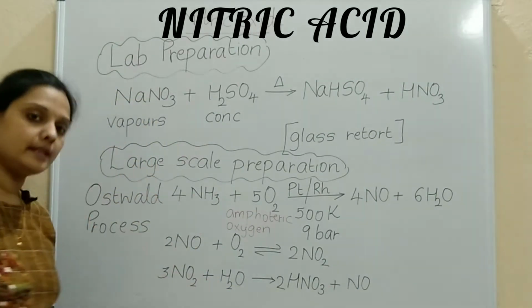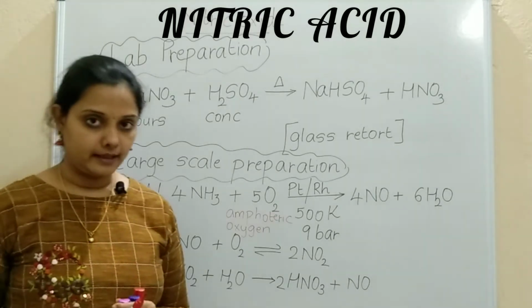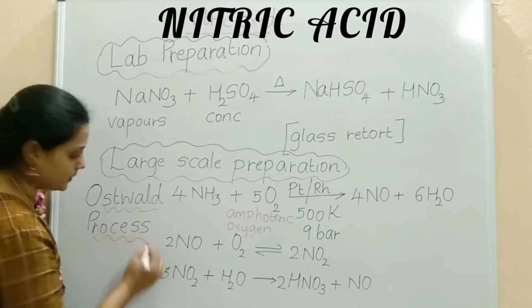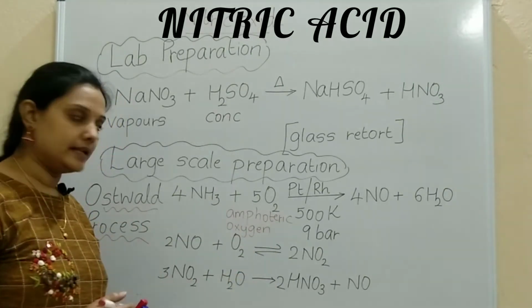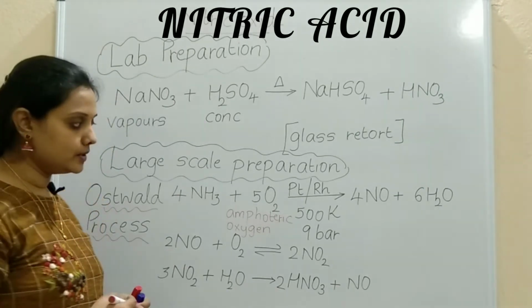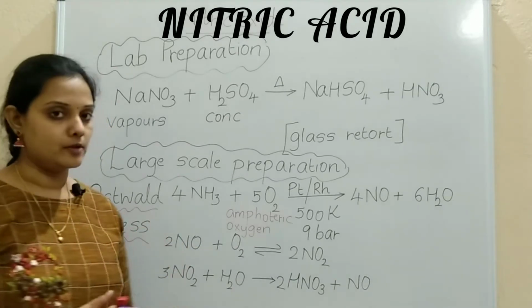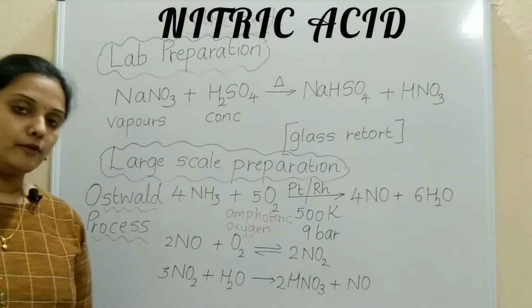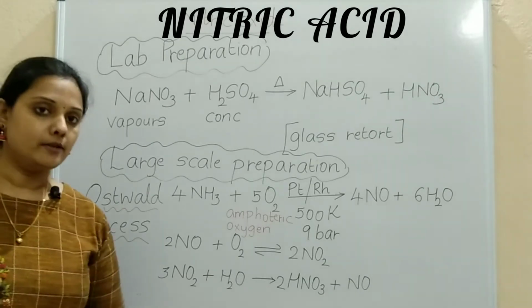So this is a 3-step process for large scale preparation of nitric acid, and the process is called the Ostwald process. Check the conditions. Platinum or rhodium is the catalyst used, 500 Kelvin temperature and 9 bar pressure maintained. So just make a note of the preparation of nitric acid and we'll move to the next topic, properties of nitric acid.